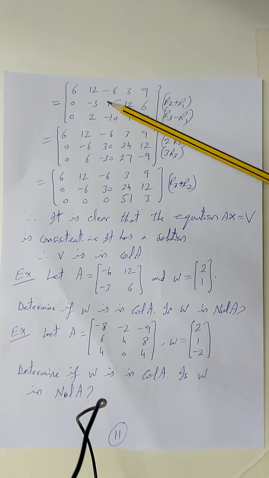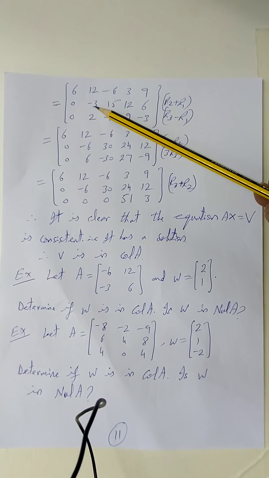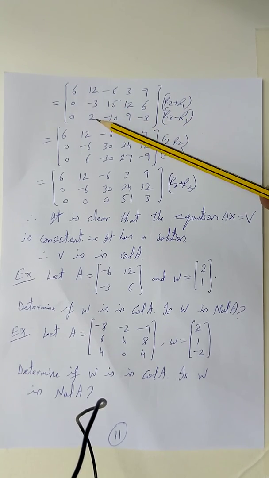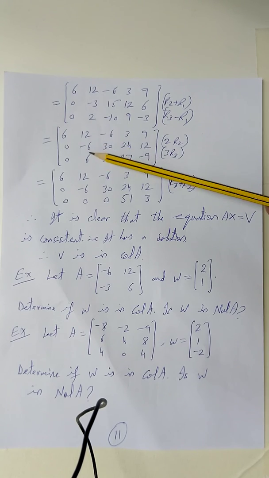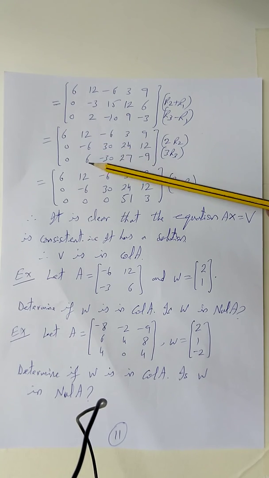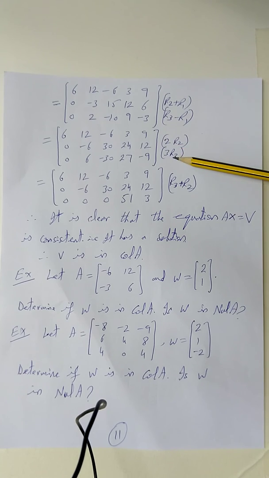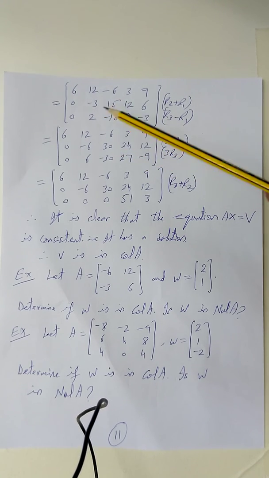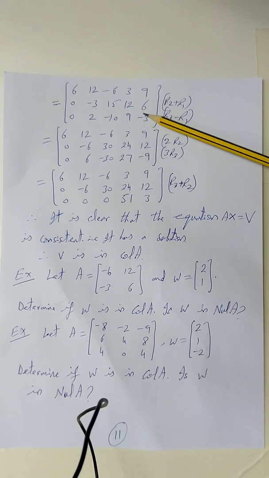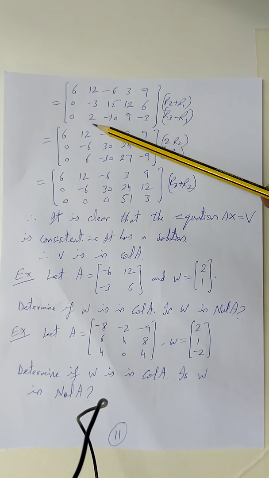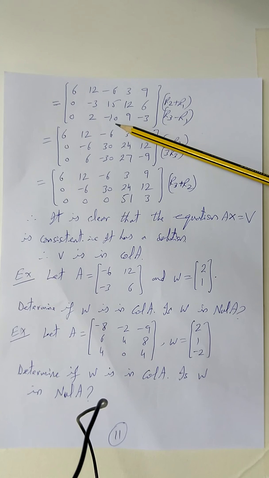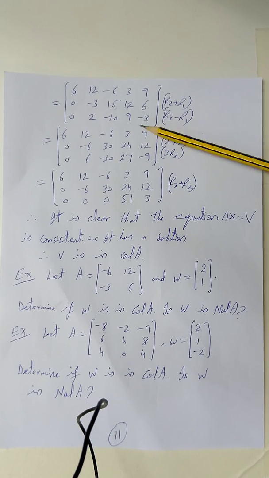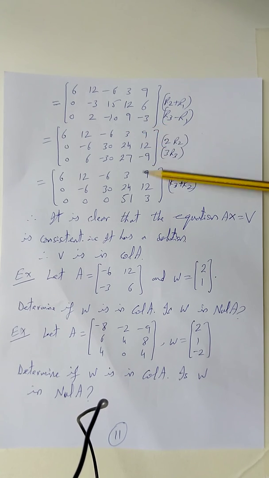Now I multiply row 2 with 2 and row 3 with 3. Then this will become minus 6, minus 6, 6. So I multiply row 2 with 2, row 3 with 3. You can see if I multiply with 2, it is 6, 30, 24 and 12. And similarly if I multiply with 3, it is 6, minus 30, 27 and minus 9.